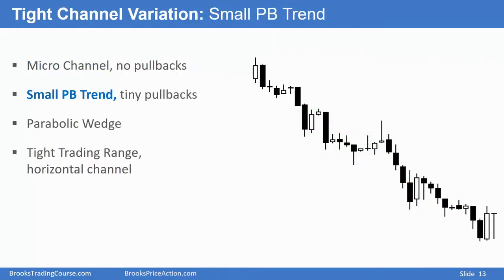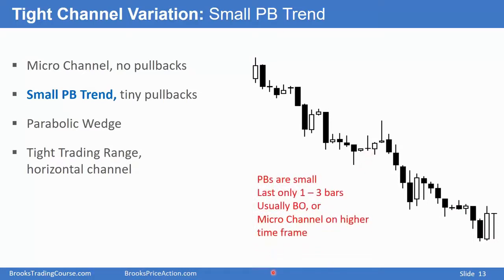Another type of tight channel is a small pullback trend. Here we have a trend, a bear trend, and the pullbacks are all small. The pullbacks last only a bar, 2 or 3, maybe a total of 4 bars here, but the pullbacks are not very big. On a higher time frame chart, a very tight channel like this is either a microchannel or a breakout, no pullbacks.